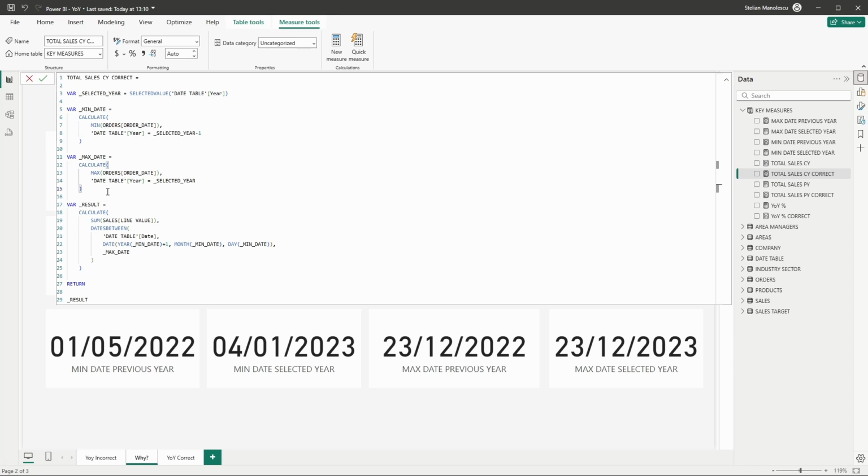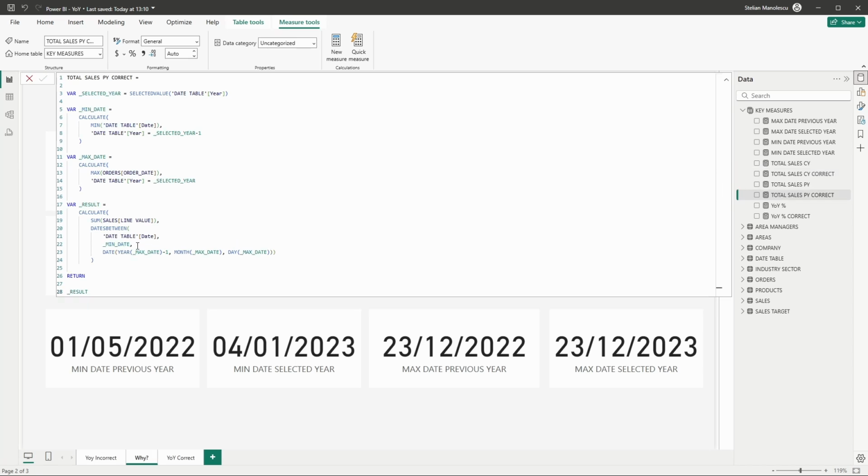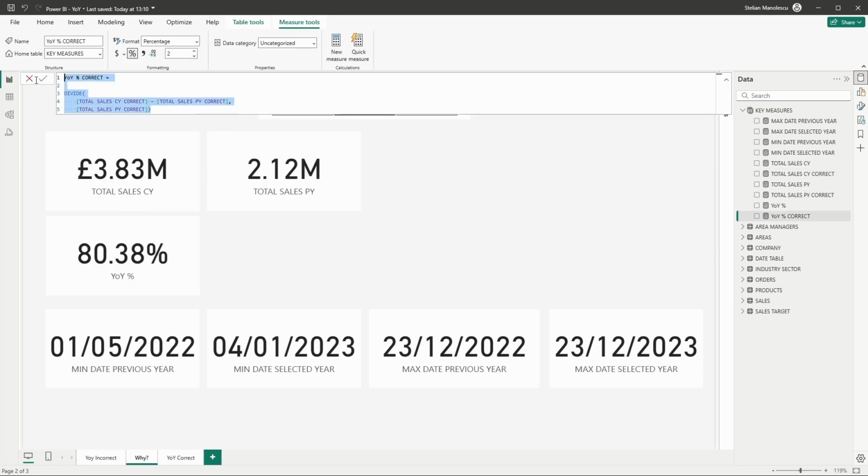So this is a very easy and straightforward way to make sure that your calculations are correct.